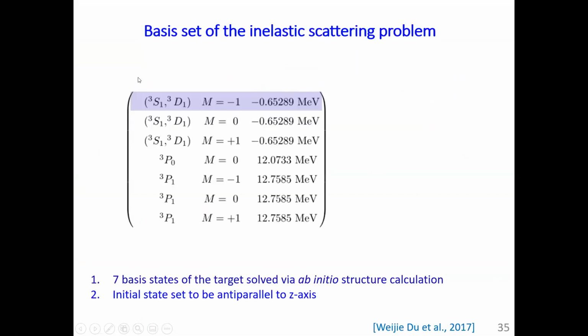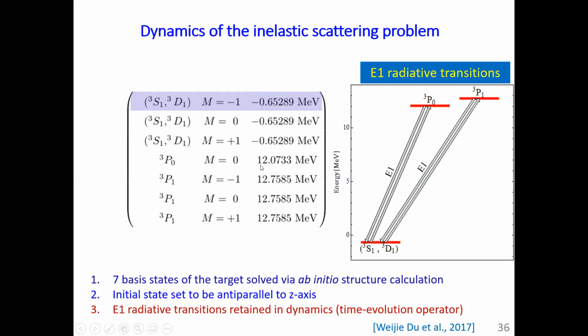Here are the details of what we are doing with this model problem. First of all, after we solve the free Hamiltonian, we retain 7 basis states of the target solved via the ab initio nuclear structure calculation, which are the triplet S0, triplet D1 multiplets, triplet P0 state, and triplet P1 multiplets. For simplicity, we also prepare the initial state to be this state, which is anti-parallel to the axis. And in the dynamical processes, we keep only the E1 radiative transitions, that is, the dynamics included in the time evolution operator.